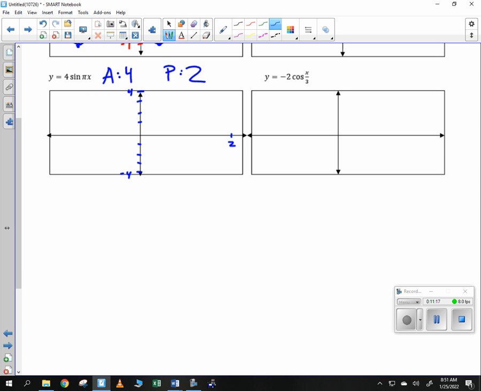Divide 2 in half and you get 1. Divide 1 in half and you get a half. The third tick mark is always 3 times the first tick mark. 1 1/2 or 3 halves.